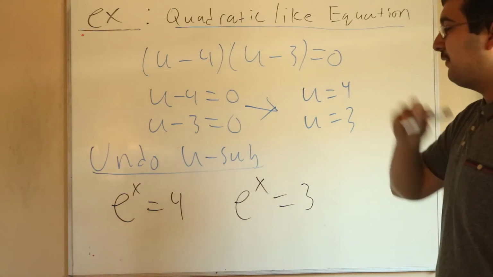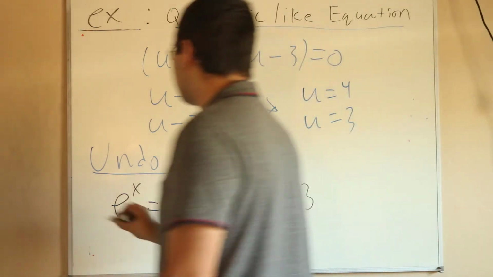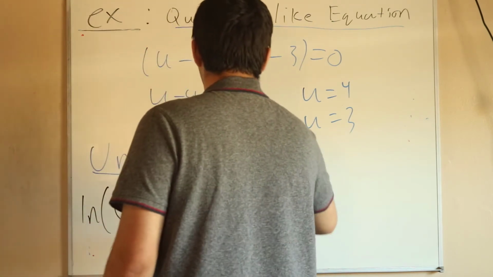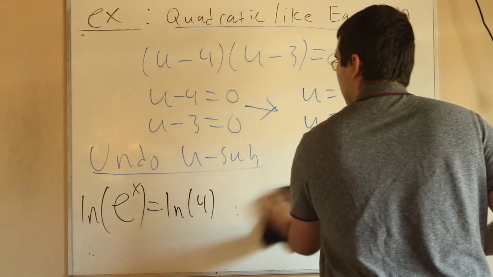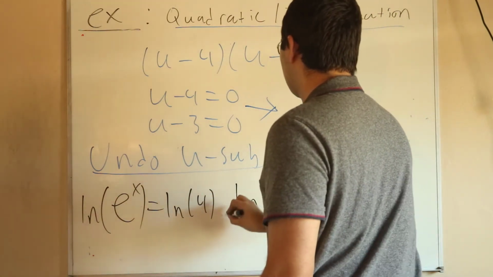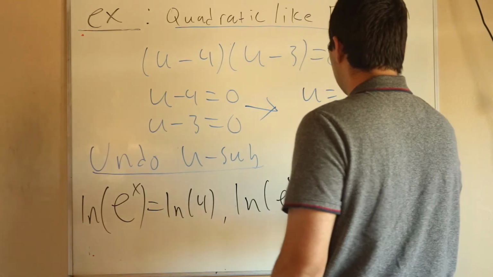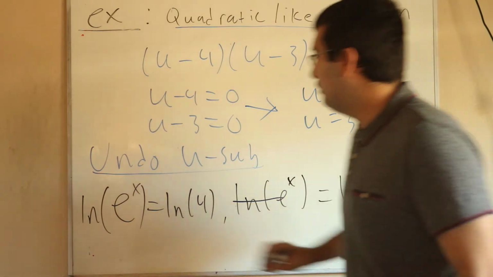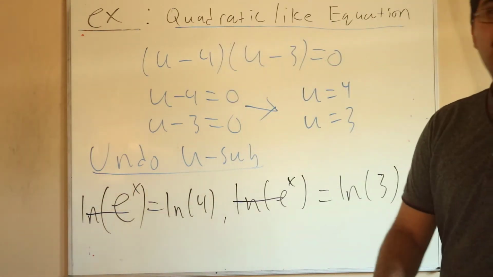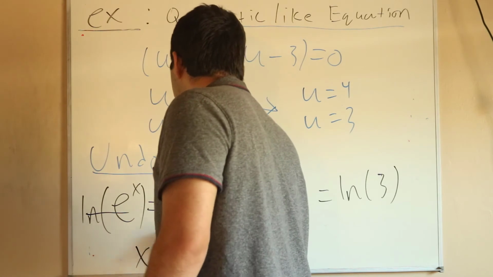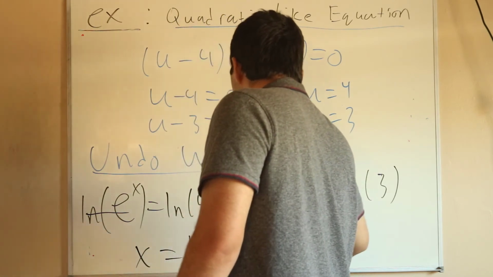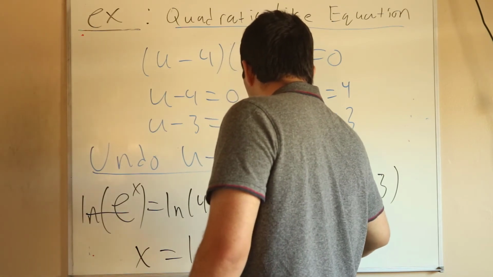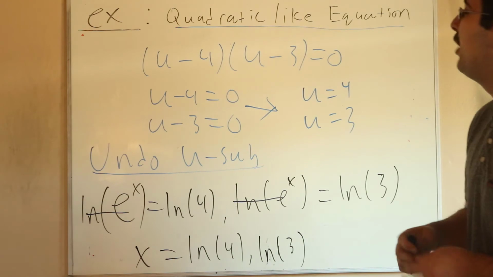Alright. Solving this, I need to take an ln on both sides. ln, and ln. Beautiful. Inverse property applies. Power property applies. We bring that variable to the front. So I get x equals ln 4 and x equals ln 3. There you go. Okay? And that's how you do a problem like this.